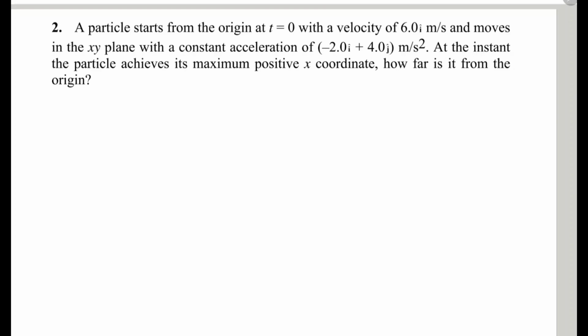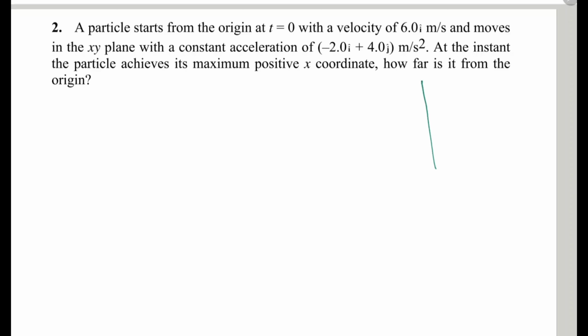A particle starts from the origin at t equals 0 with a velocity 6i meters per second and moves in the xy plane with a constant acceleration of minus 2i hat plus 4j hat. At the instant the particle achieves its maximum positive x-coordinate, how far is it from the origin?